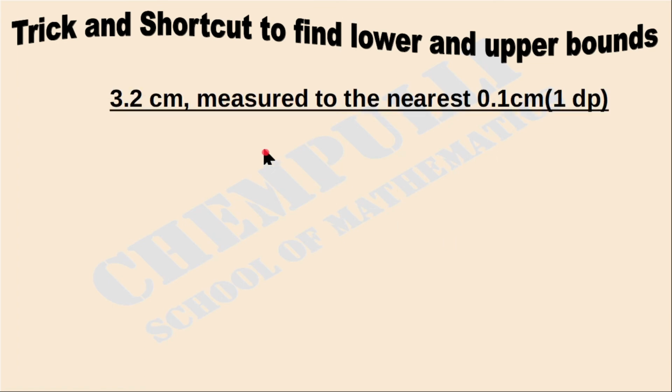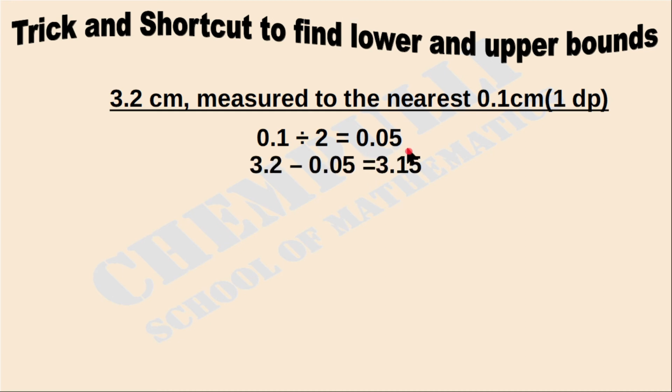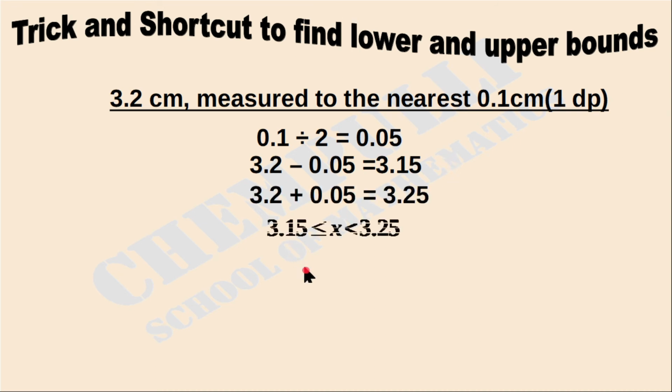3.2 centimeter measured to the nearest 0.1 centimeter, or we can write it like this: to the nearest 1 dp. Nearest 1 dp or 0.1 centimeter, both are the same. In this case, which number do we first take? 0.1. Then first find half of this 0.1. That means 0.1 divided by 2. We will get the answer 0.05. Then to find the lower bound, subtract the value. To find the upper bound, add that value. Then we can write it as an inequality like this.